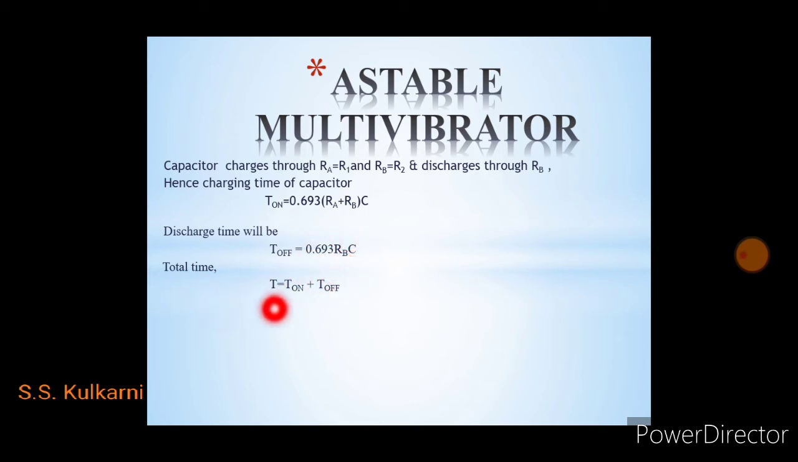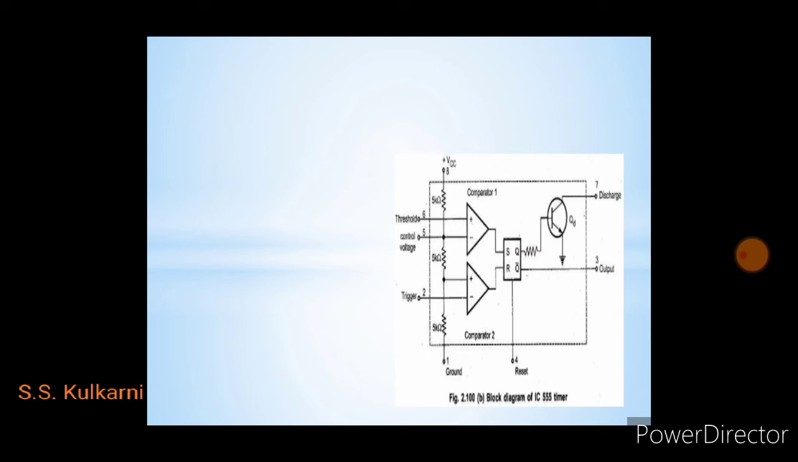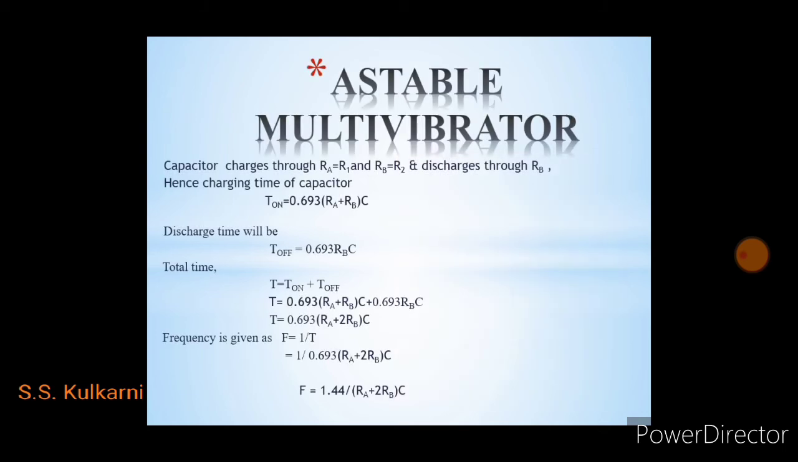The total time can be given as T is equal to T on plus T off. Now putting the values of T on and T off and calculating the T, we obtain T as T is equal to 0.693 into RA plus twice RB into C. Frequency can be calculated as reciprocal of time. Hence, f is equal to 1 upon T. Now, putting the value of T in the above equation, we obtain the final equation as f is equal to 1.44 divided by RA plus twice RB into C. This is the formula for frequency calculation for astable multivibrator.